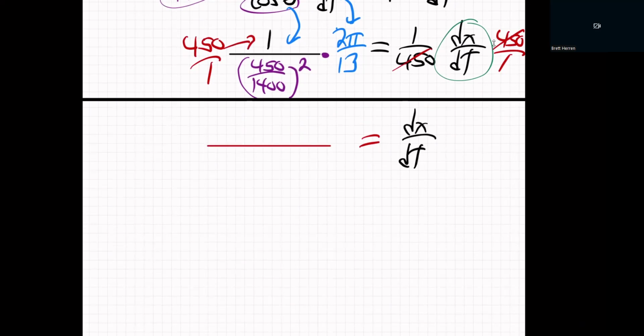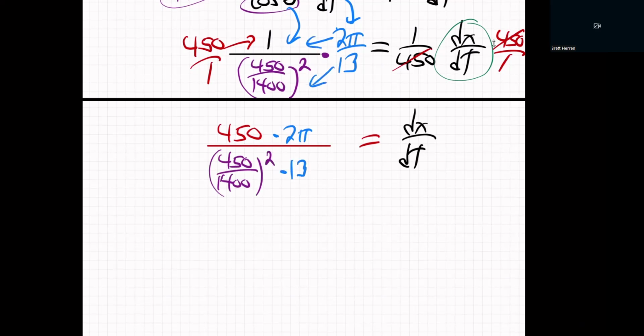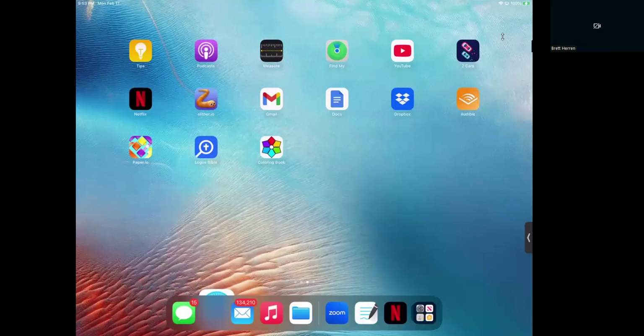It's going to be 450 times 2 pi over 450 over 1400 squared times 13. You can just stick that 13 in the bottom. You know, right? This just goes to the top, this just goes to the bottom. Or you could just type all this in. That's fine, whatever. I'll just go type that in now. 450 times 2 pi. Let's go to Desmos.